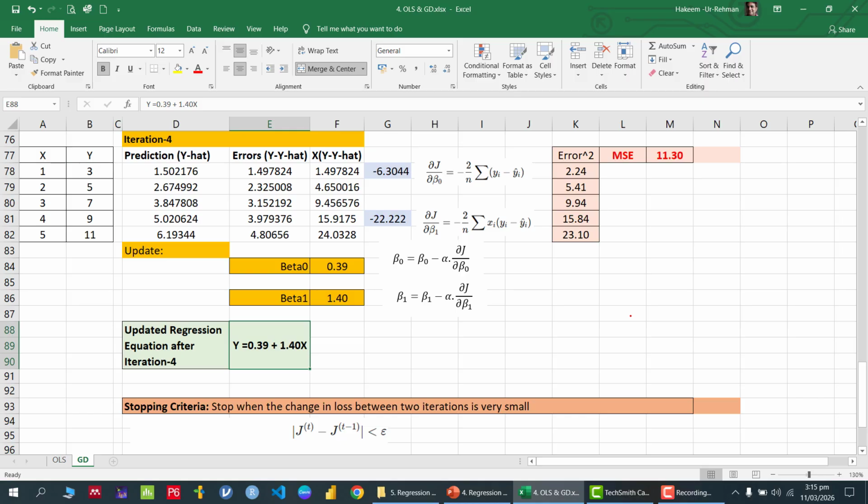So I hope you got the idea of how we can use the gradient descent algorithm in order to estimate the parameter values.